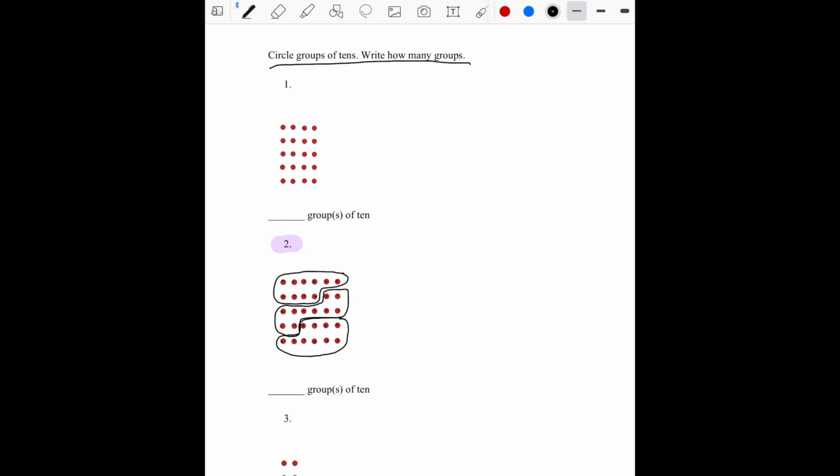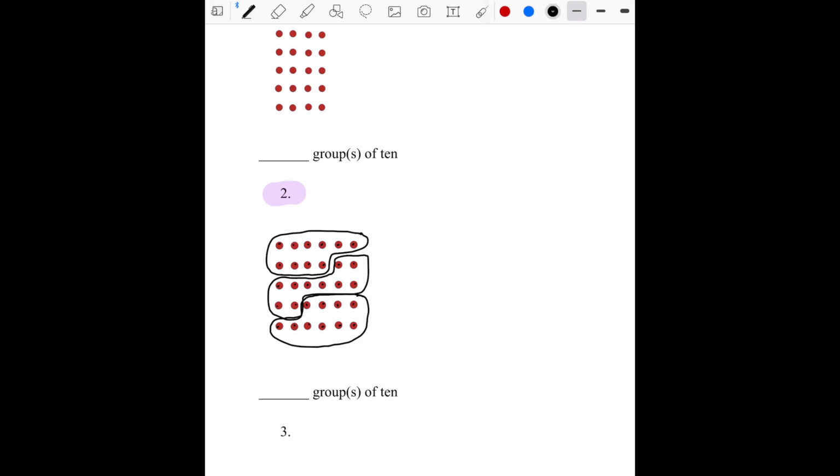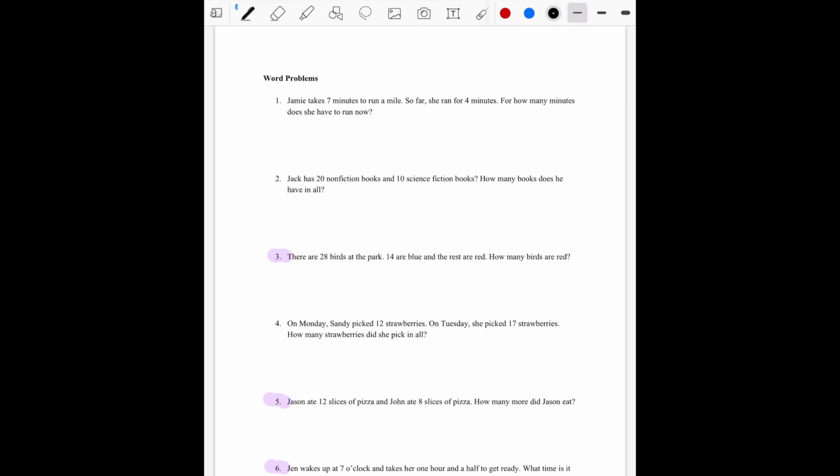Now it says write how many groups there are. So in number 2, we have to count how many groups of 10 we have. So this is one group of 10, another group of 10, and the last group of 10. So we have 3 groups of 10 right here.